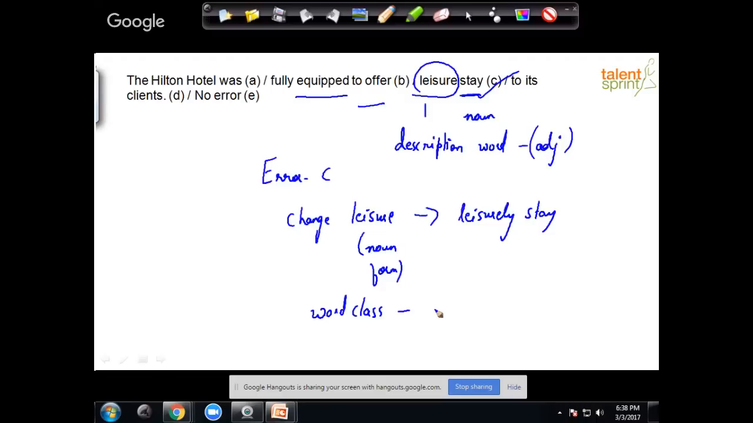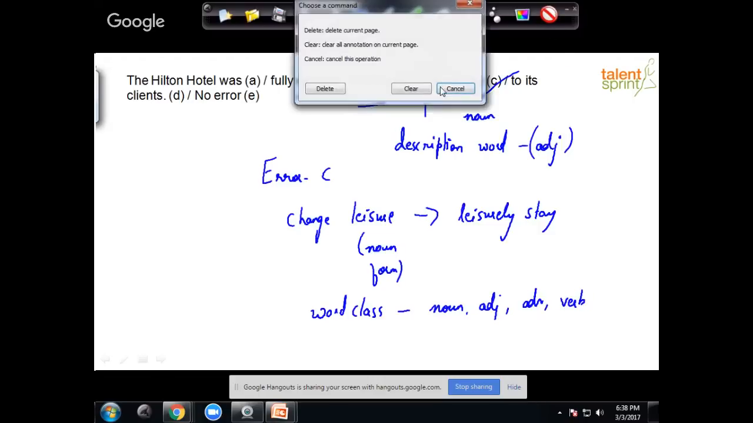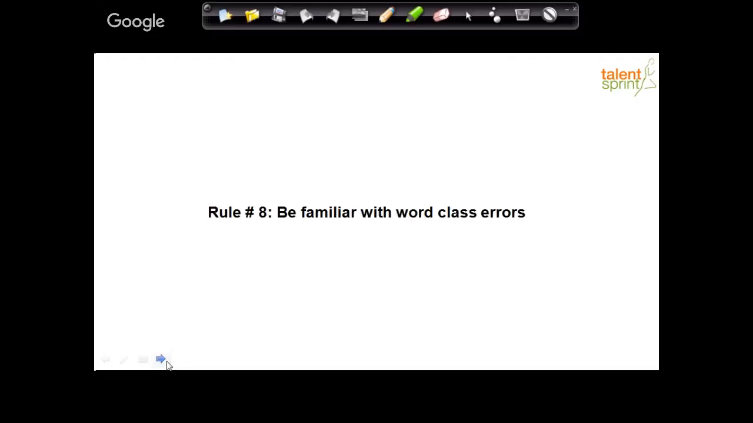The Hilton Hotel was fully equipped to do what? To offer leisurely stay, not leisure stay. You can't have both noun plus noun. You need an adjective describing the stay. Okay, so these are word class errors. You need to figure out whether you need a noun form or an adjective form or an adverb form or a verb form, right? So that's rule number 8. Be familiar with word class errors, errors pertaining to which form is required in the context actually. So let's move on.